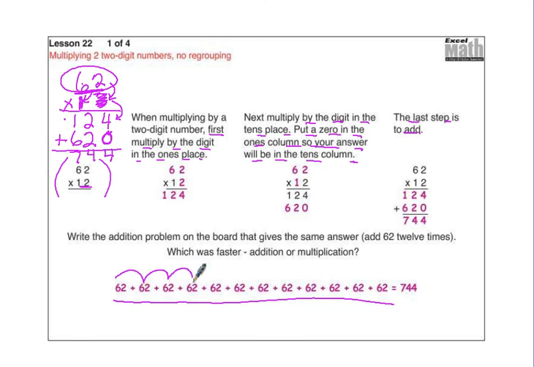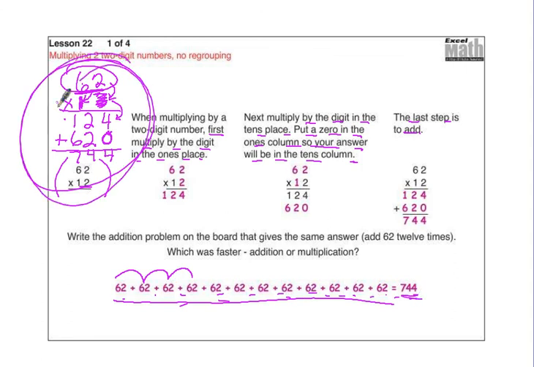They show you down here that really what you're doing is 62 added together 12 different times, 62 plus 62 plus 62, and so on. There are 12 of these here. And what would be easier, the steps that I just went through here, or trying to add all these numbers together to get the same answer? Of course, this right here is much simpler. All right, let's take a look at some more problems.